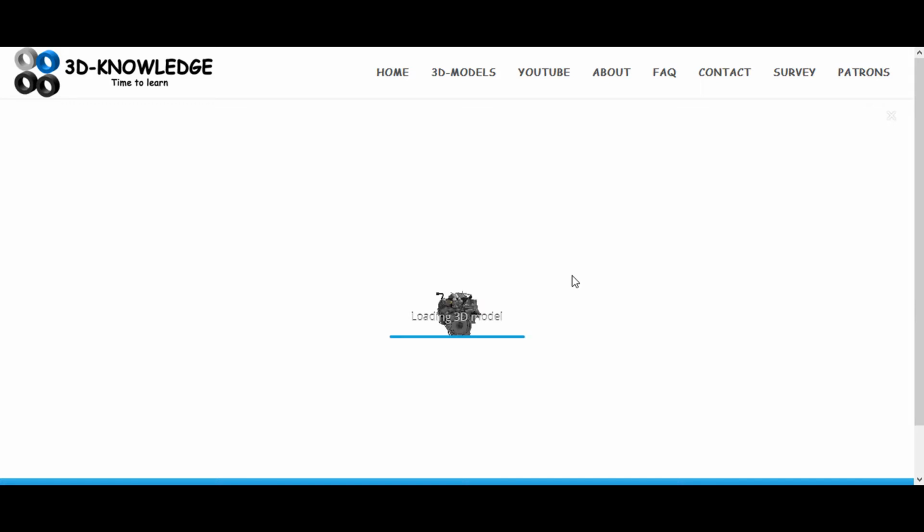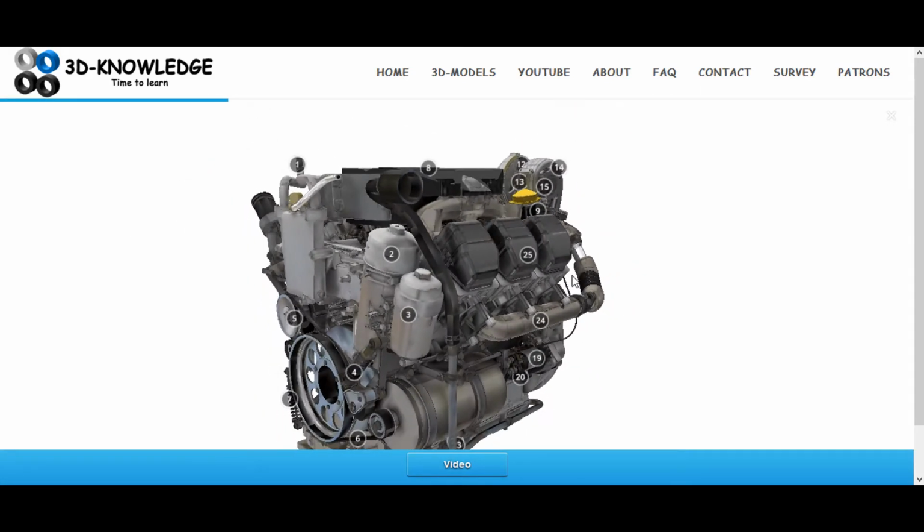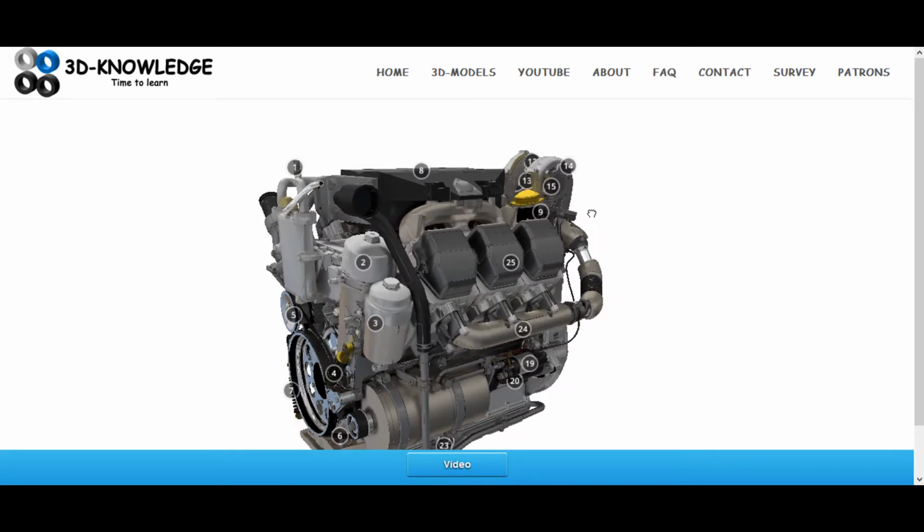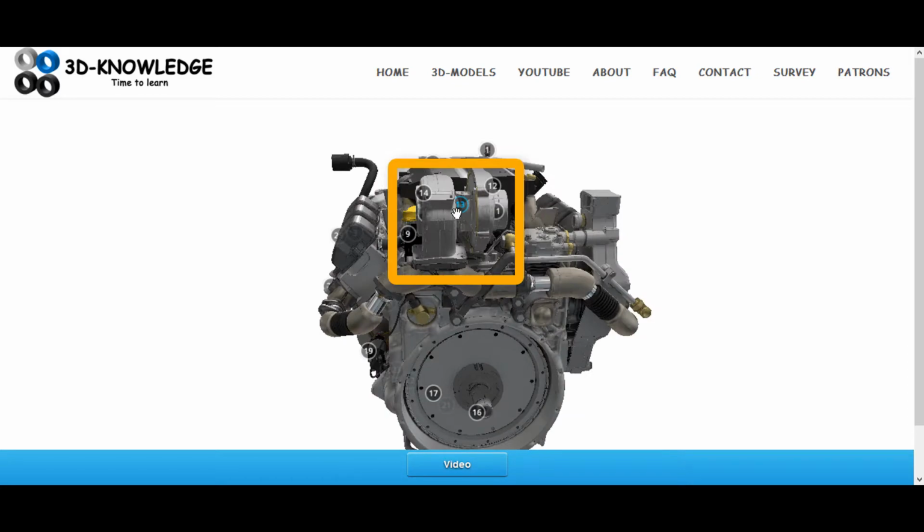Hi, just wanted to do a short video today on the turbocharger and how it functions. Here is a 3D model of a four-stroke diesel engine. And on the back here, we have a turbocharger.